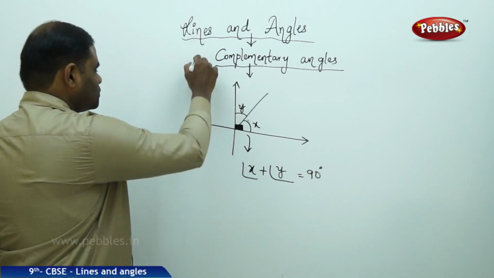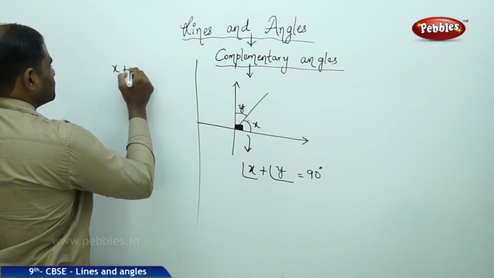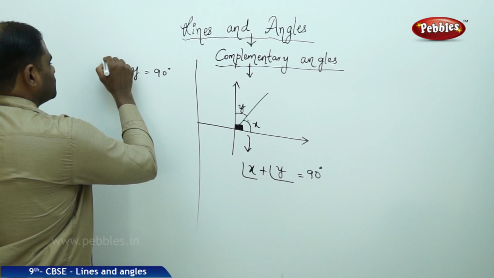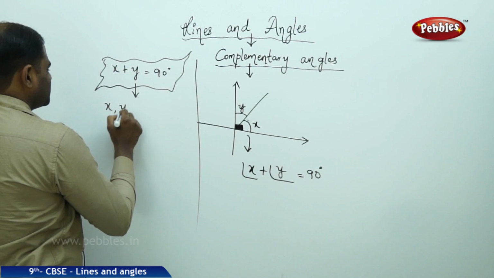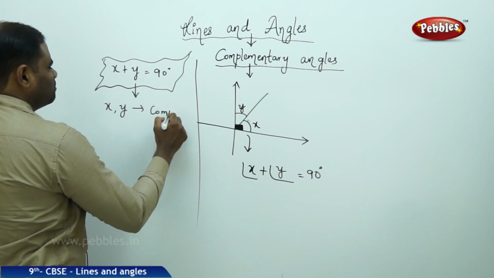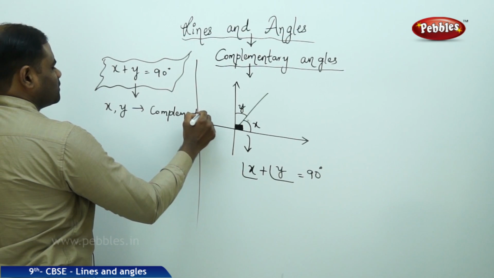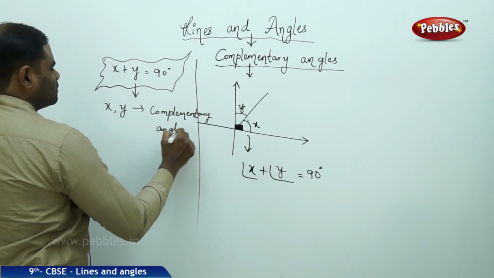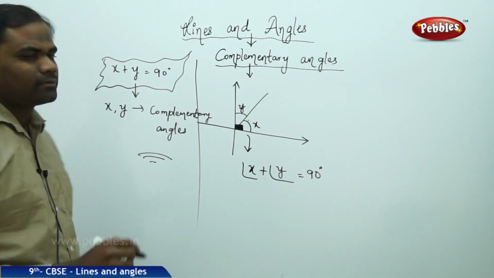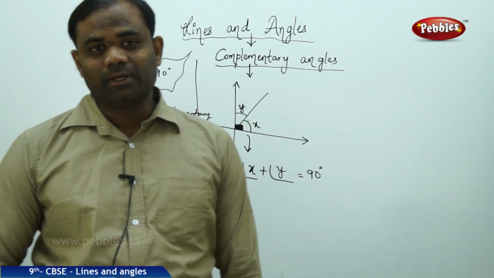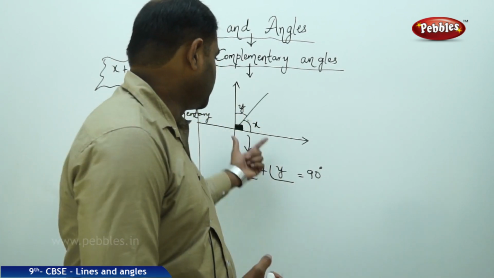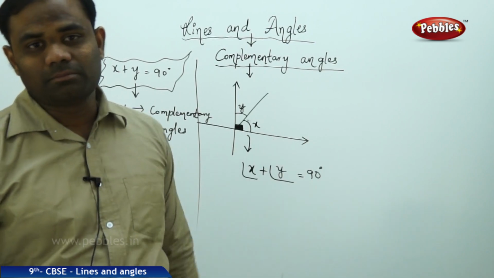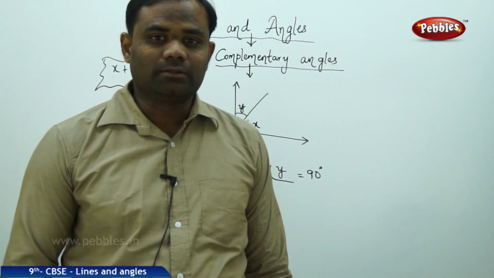And when the sum of two angles is 90, then we call x and y complementary angles. Two angles are said to be complementary if the sum of those two angles is equal to a right angle, which is 90 degrees, as can be seen with this example. Complementary angles. Now next is about supplementary angles.